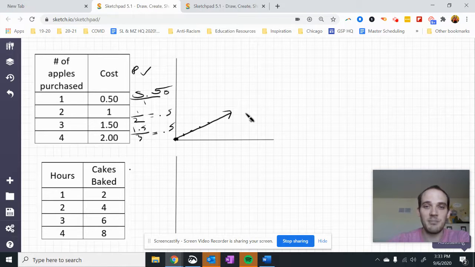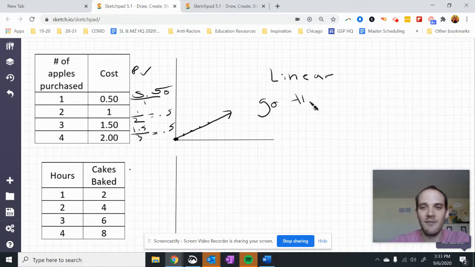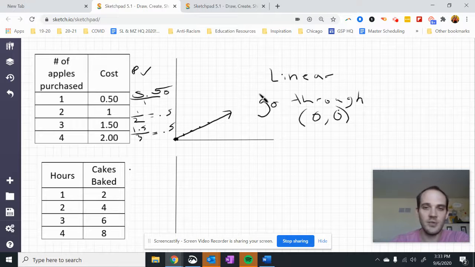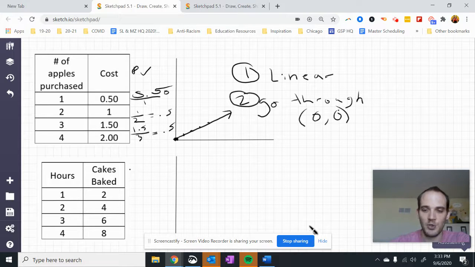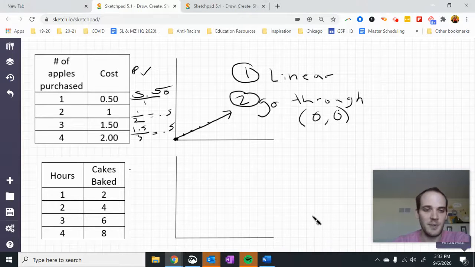So I know it's a proportion if it's linear, meaning if the dots form a straight line, and if it goes through the origin, which is 0, 0. So whenever I'm looking at a graph, what are the 2 things it needs to do? Then I know it's a proportion. Let's take a look at this next one.